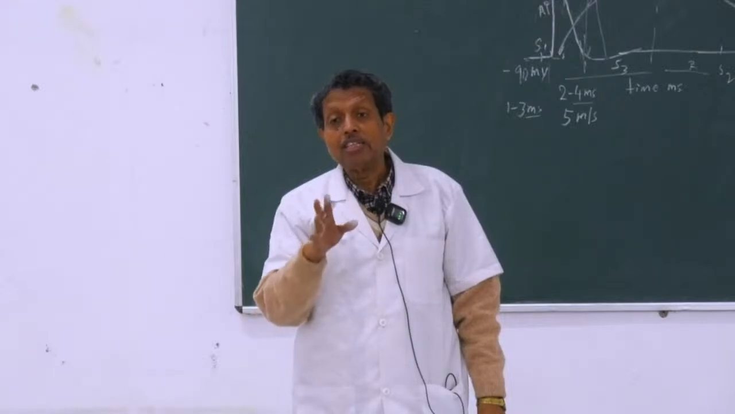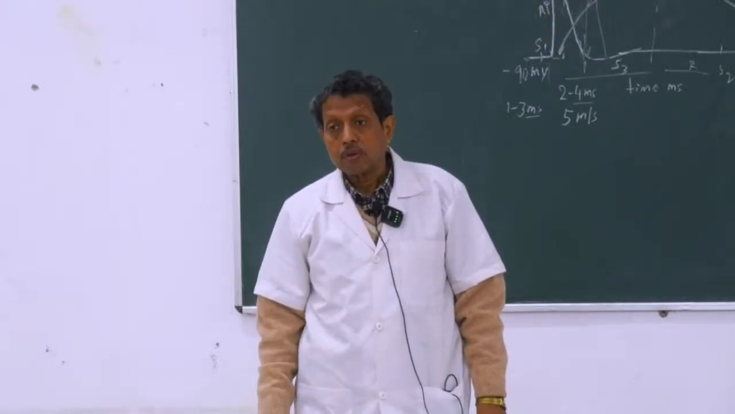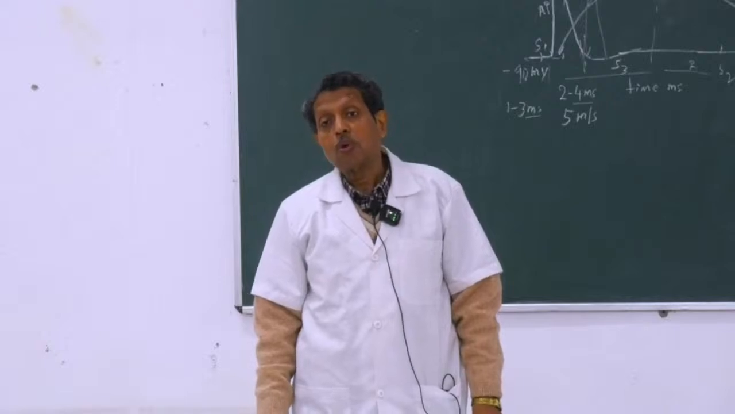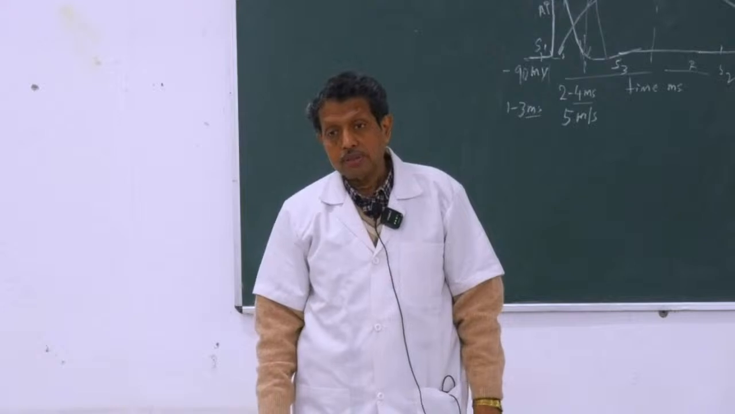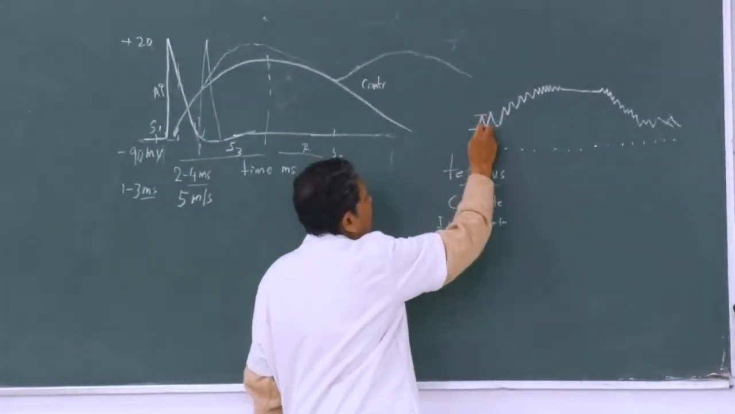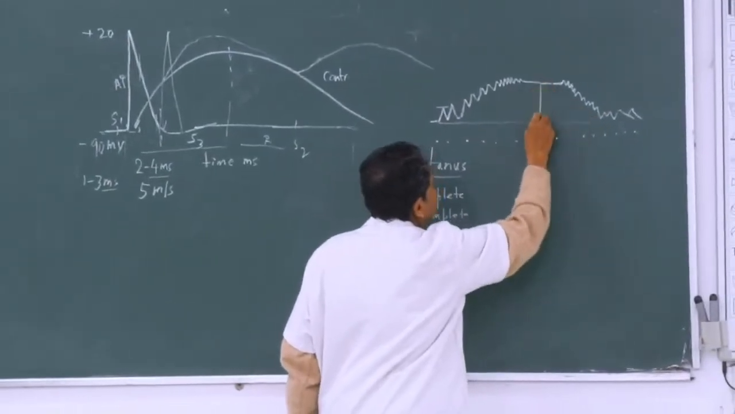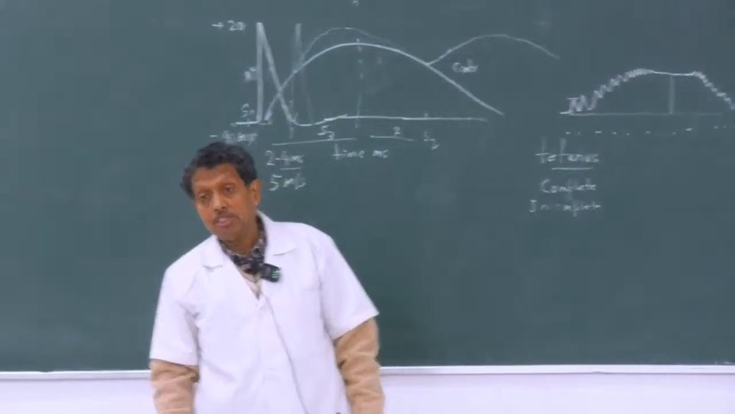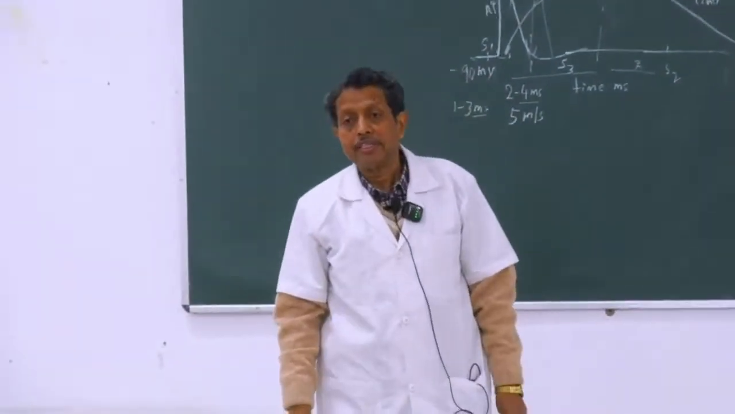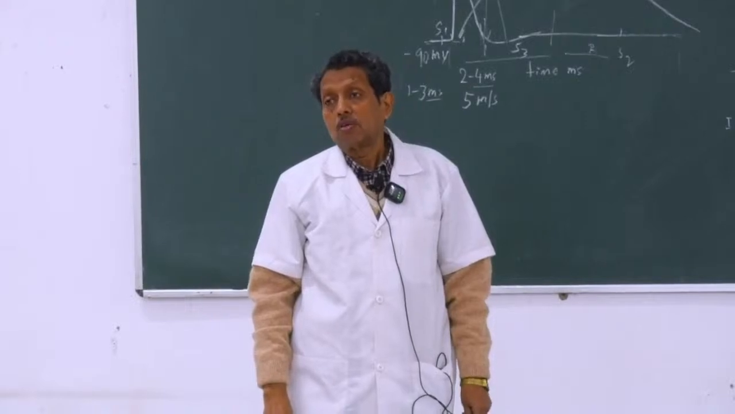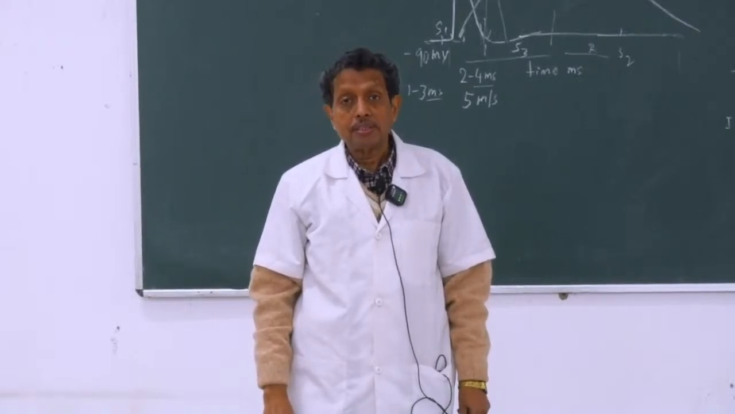So this tension increases up to 4 times that of the single contraction or single muscle twitch. So it is 4 times in comparison to this. More force is generated. Clear? Tetanus, complete tetanus or incomplete tetanus.